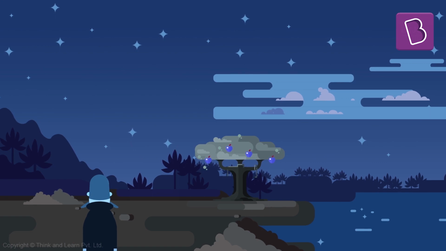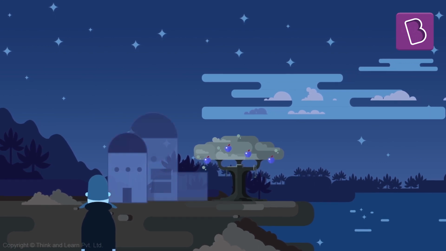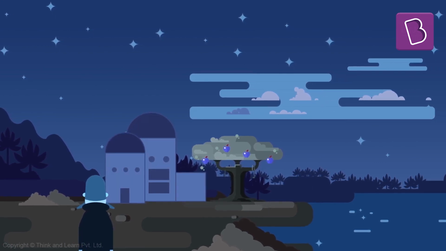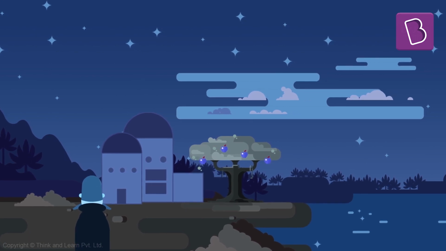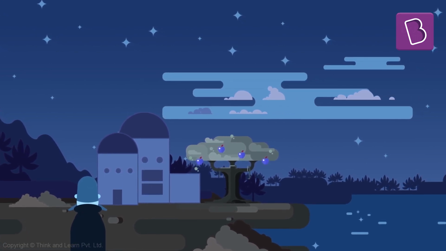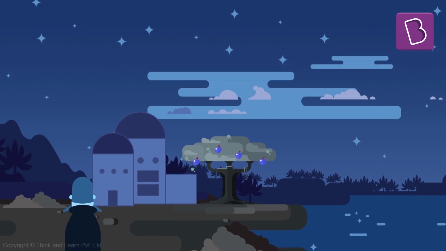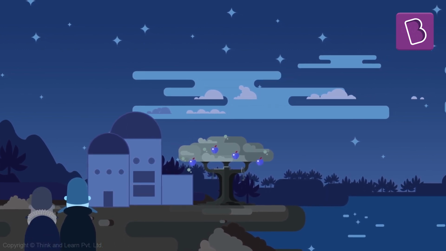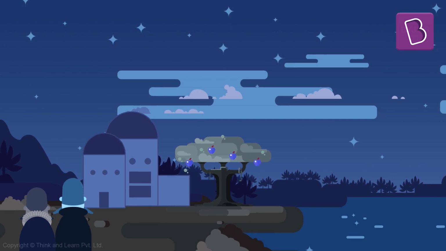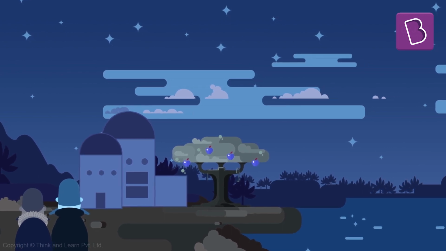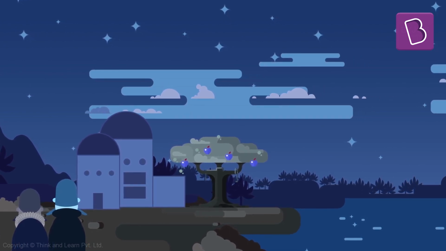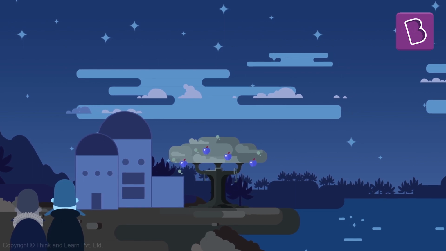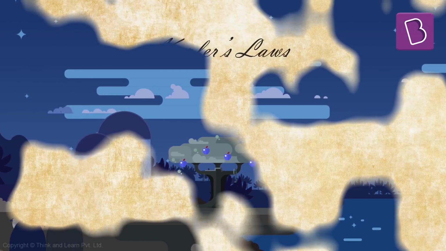So he spent his lifetime setting up an observatory and recording the positions of the planets and the stars, and all this with the naked eye. The telescope wasn't even invented yet. Johannes Kepler, who was one of his contemporaries, went through this enormous amount of data and came up with a few interesting inferences. They are what we call Kepler's laws.